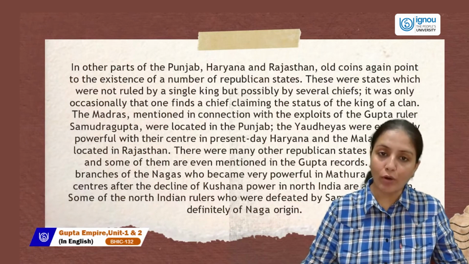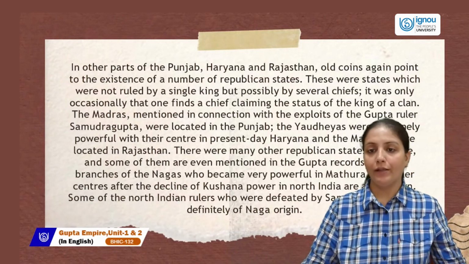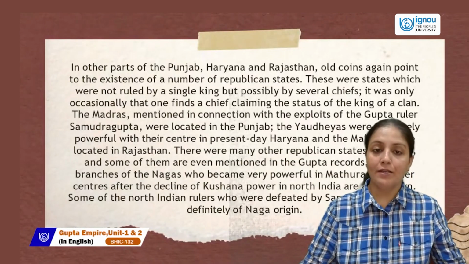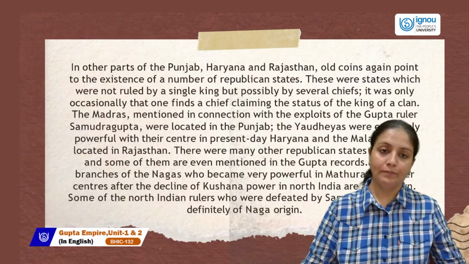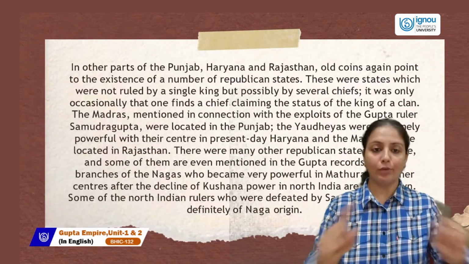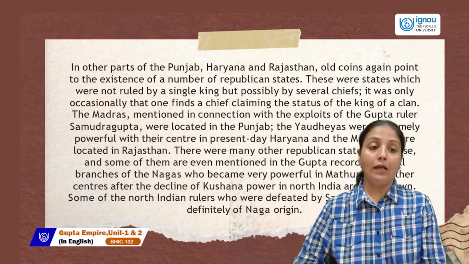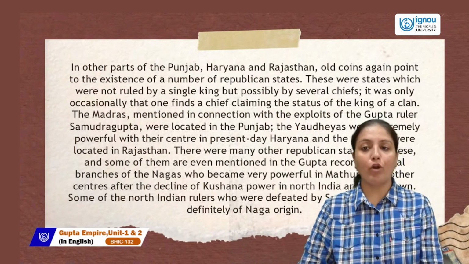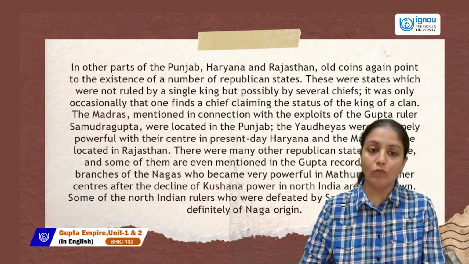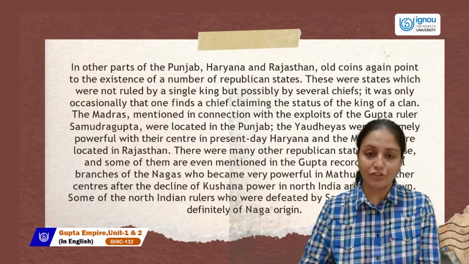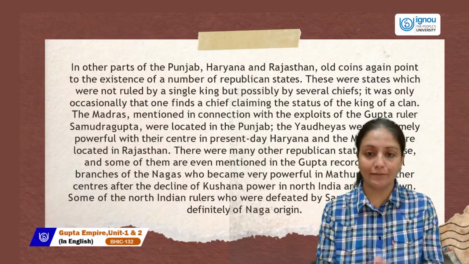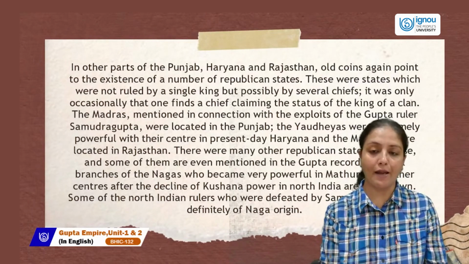Because if we are talking about a big empire, a large empire, then we can use king, ruler. If we are talking about mini empires, we can use chief and chiefdoms. That was not a particular ruler, that is a chief. Chief means sardar of the particular community. Okay, you understood. The Madras, mentioned in connection with the exploits of the Gupta ruler Samudragupta, were located in the Punjab. Yaudheyas were extremely powerful with their center in present-day Haryana. That is very important for all of you, and I am going to make you understand some important chiefs and chiefdoms of Punjab, Haryana, Rajasthan.